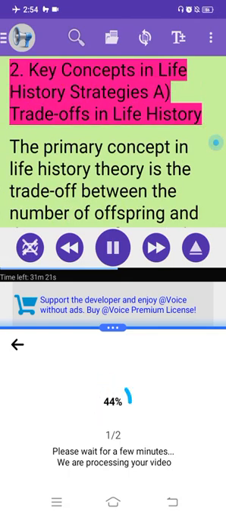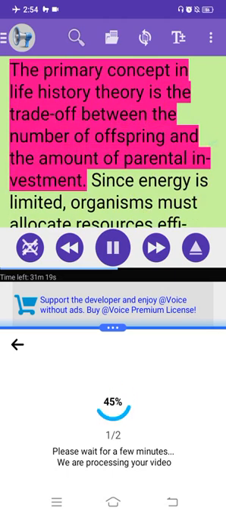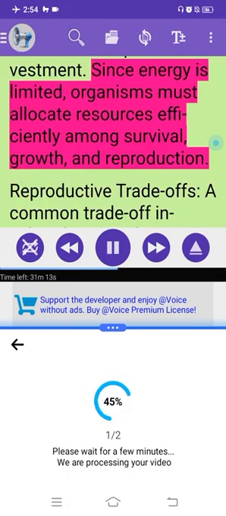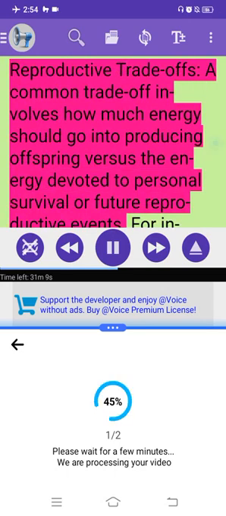2. Key concepts in life history strategies. A. Trade-offs in life history. The primary concept in life history theory is the trade-off between the number of offspring and the amount of parental investment. Since energy is limited, organisms must allocate resources efficiently among survival, growth, and reproduction. Reproductive trade-offs: a common trade-off involves how much energy should go into producing offspring versus the energy devoted to personal survival or future reproductive events.